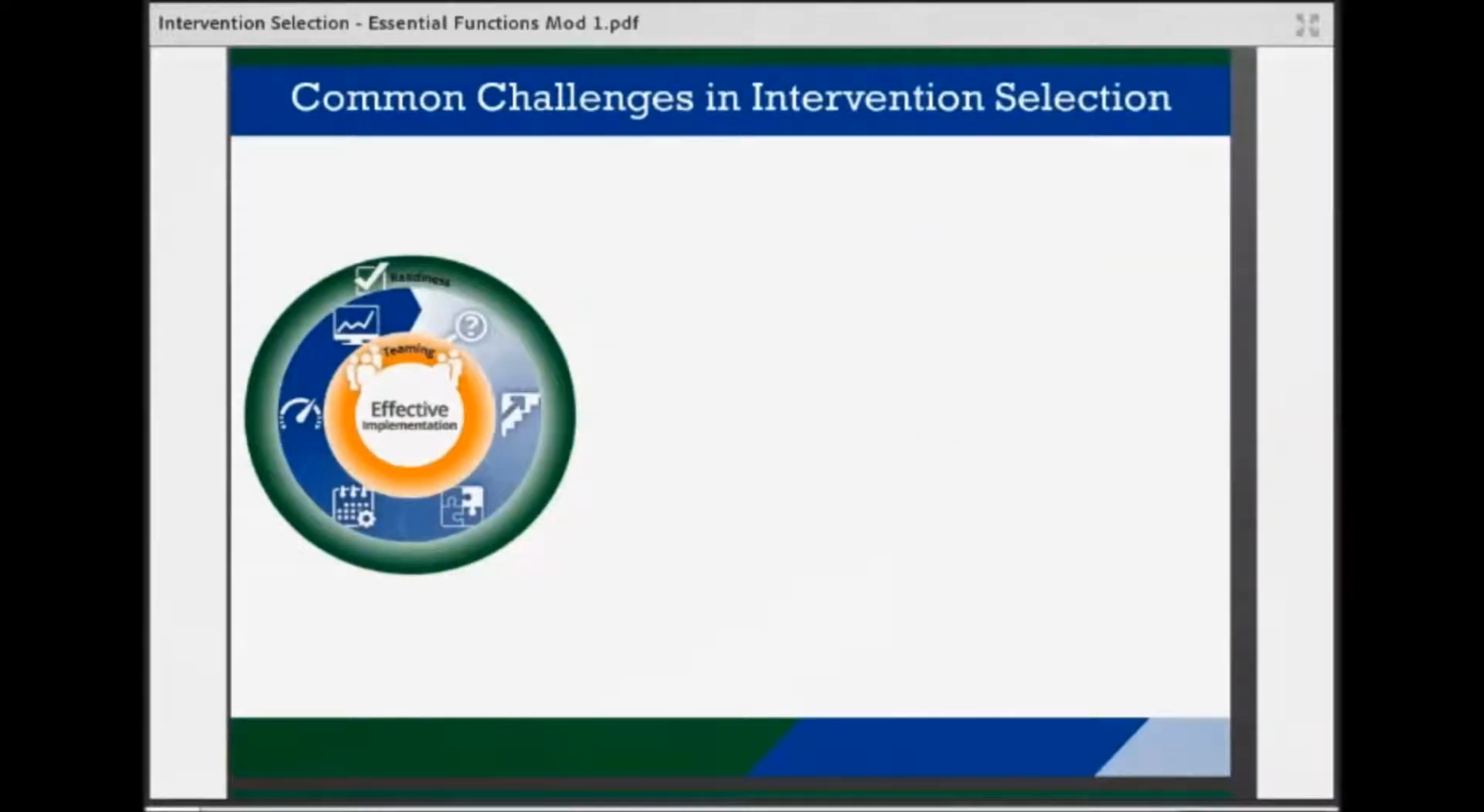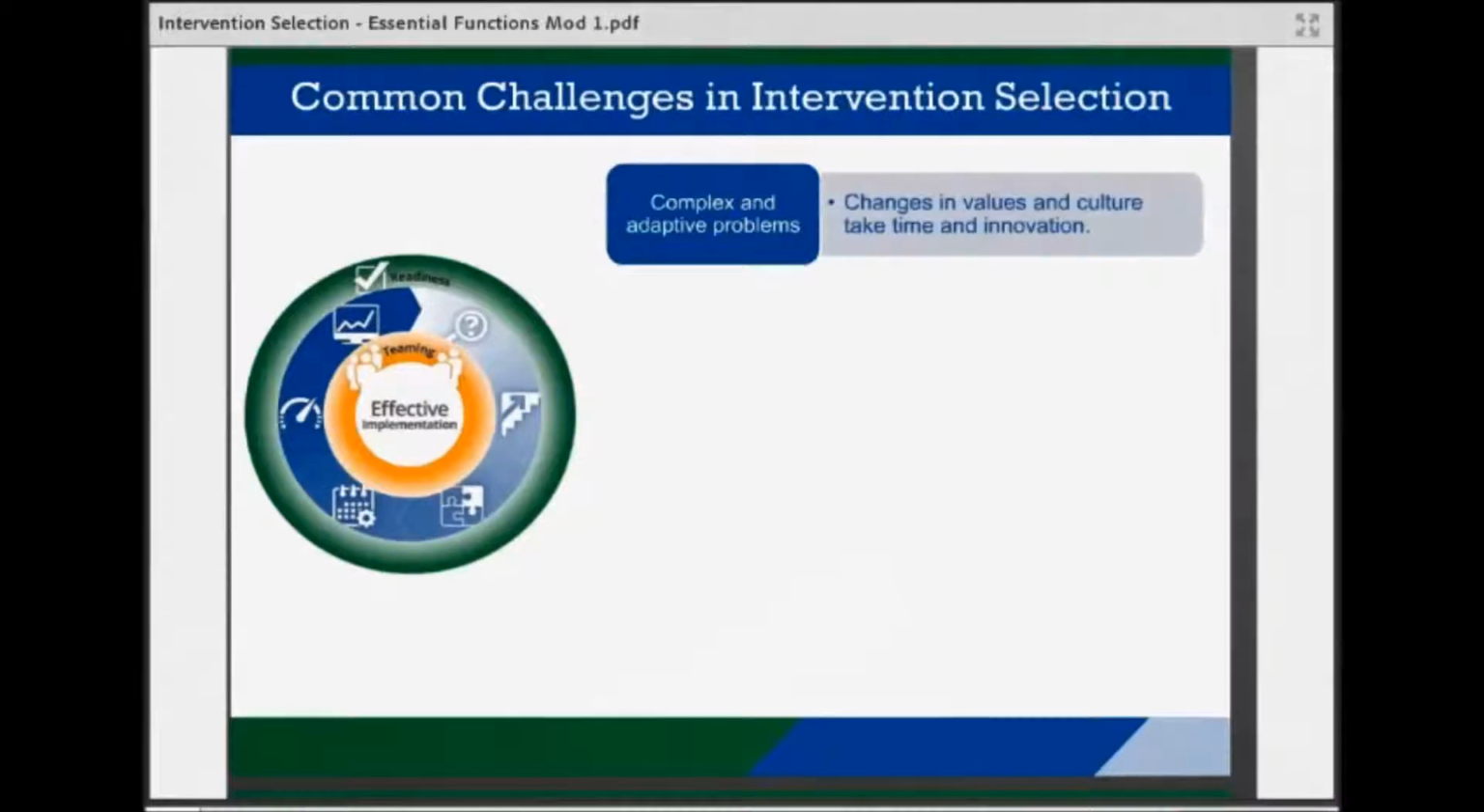Selecting, designing, or adapting an intervention is a complex effort, and there are some common challenges that implementation teams face. Some agency problems are straightforward or technical in nature and can be solved with clear policy, procedure, or practice changes. Other problems may be more adaptive in nature, meaning the solution may not be as clear or straightforward and may require changes in values or aspects of culture for the problem to be solved. Adaptive problems take time and often need innovative solutions that address multiple areas.